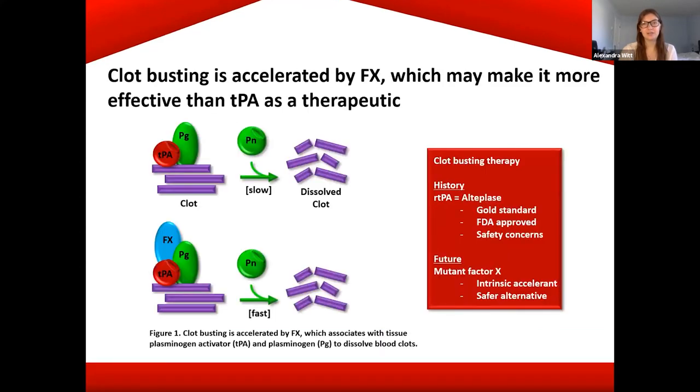Heart attacks and strokes caused by blood clots require clot-busting drugs as therapies. The clot-busting process requires tissue plasminogen activator, in red here, to generate clot-busting plasmin. For this reason, recombinant TPA has been used as the gold standard thrombolytic agent for nearly 3.5 decades. Unfortunately, the high doses required can cause severe bleeding in as many as 6% of patients. To look into safer alternatives, the Prizedale Lab has focused their attention on a TPA accelerant, clotting factor 10, shown in blue. Not only does it accelerate the clot-busting process, but it may use small enough doses to avoid the negative side effects.